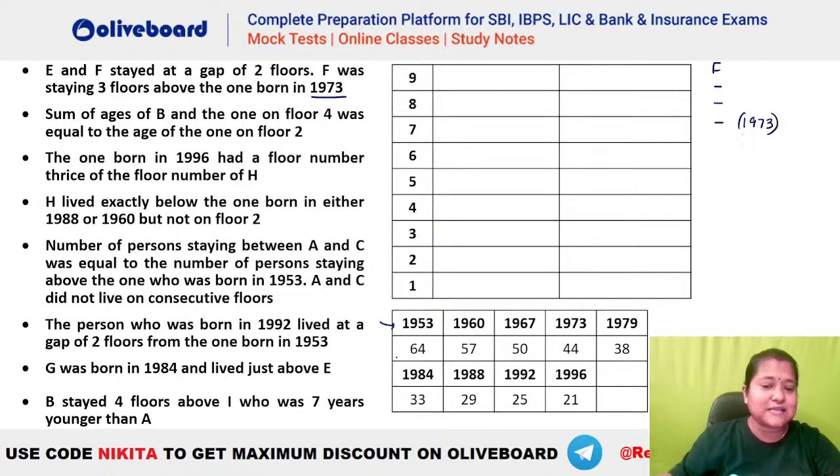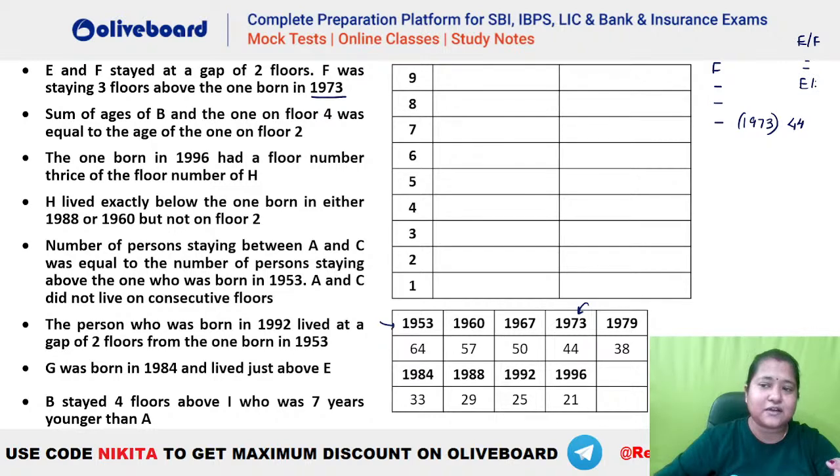That means what is his age here? He is 44 years old, because the person born in 1973 is the one who is 44 years old, right? That is the first hint given to us. And E and F also have to be at a gap of 2 floors here. So E can be this person also, that is a possibility, or E can be above F also, right? So we have E and F at a gap of 2.